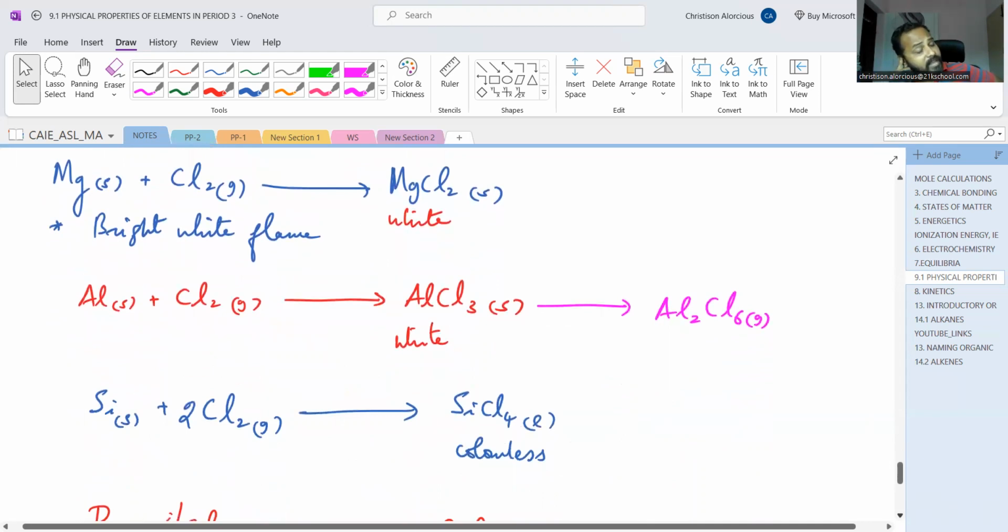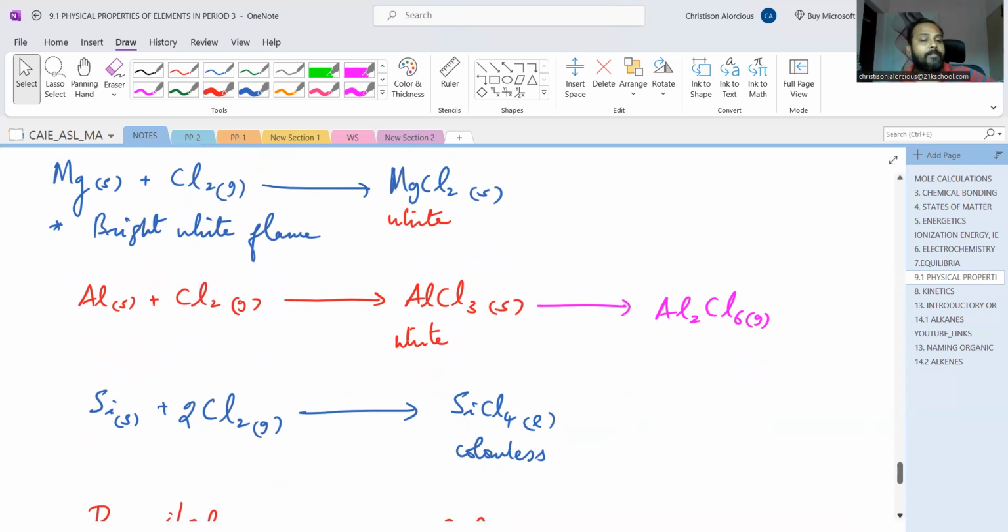Aluminium is a little complicated. You need to heat it pretty strongly to make the aluminium react with chlorine to produce AlCl3. And then it forms a white solid of aluminium chloride.